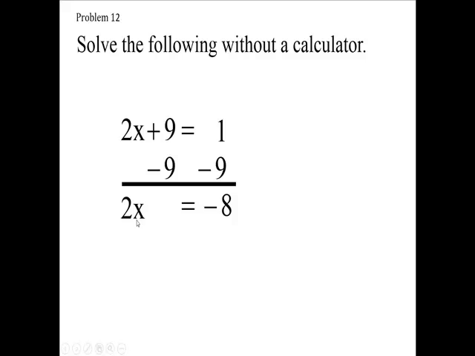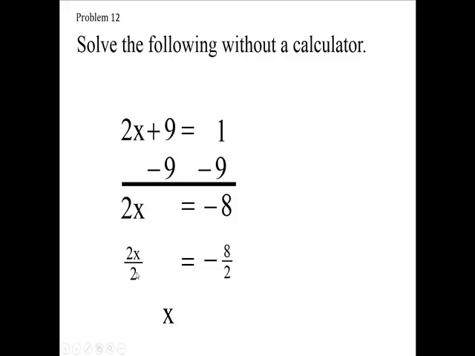Now, the variable is x. The coefficient is 2. When I have a term here and a number and a term here, when I have two terms, that's when I get rid of the coefficient. We're going to divide both sides of the equation by 2. So I'll have 2x over 2 equals negative 8 over 2. 2 over 2 is 1. 1 times x is x.